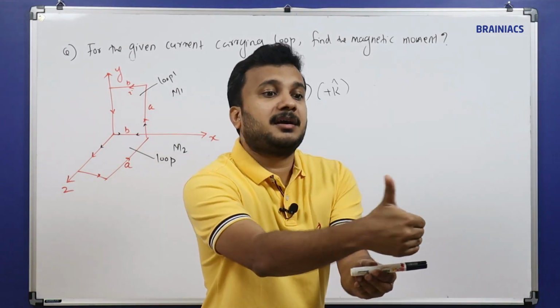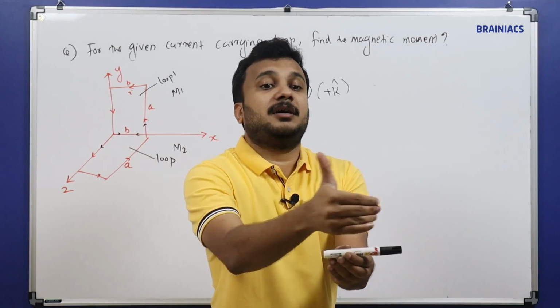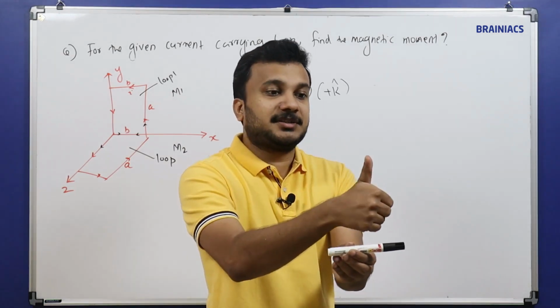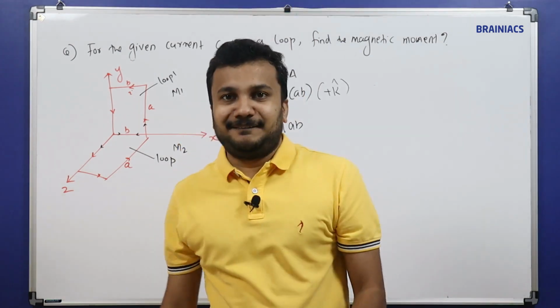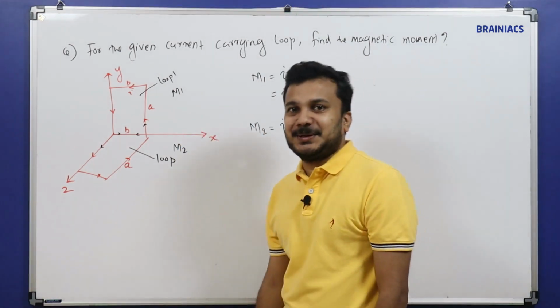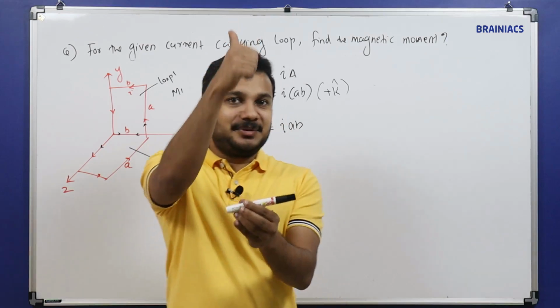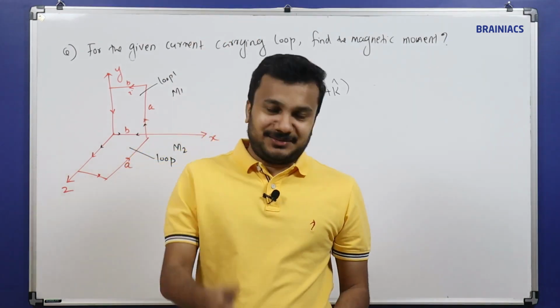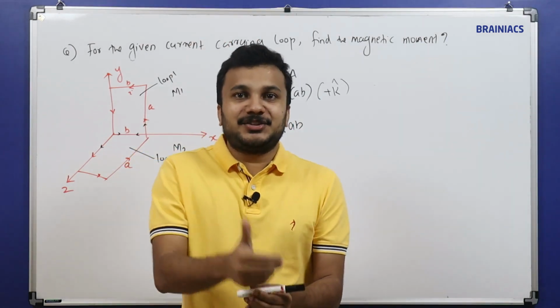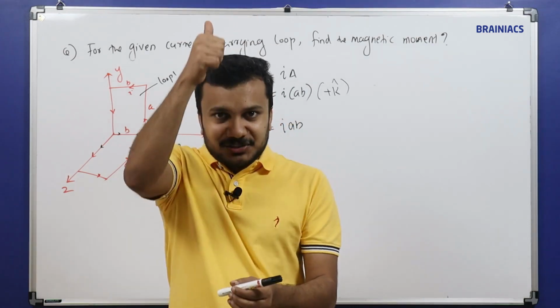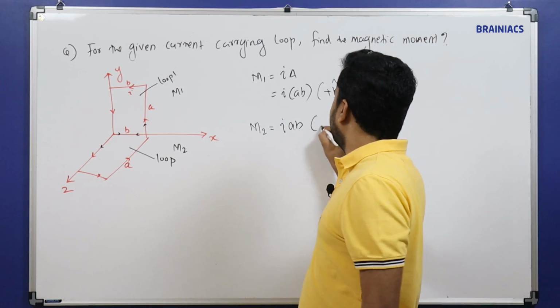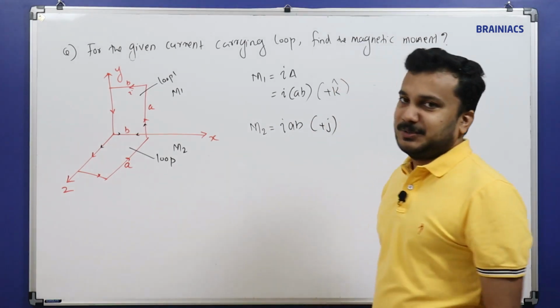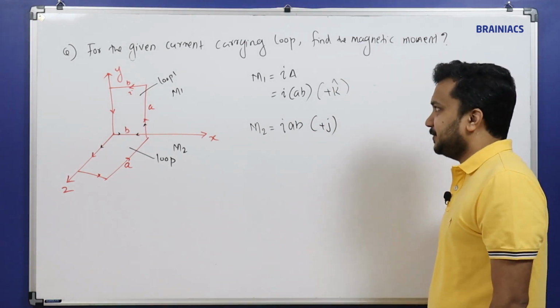So I am placing my current in this direction, and I am curling my fingers like this. If I am curling my fingers like this, the thumb is going out, upward. Which means what direction? It's going up, in the positive direction. Positive means what axis? It's going in the plus J direction.